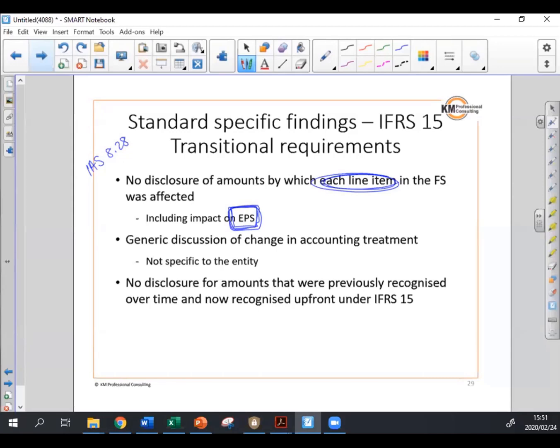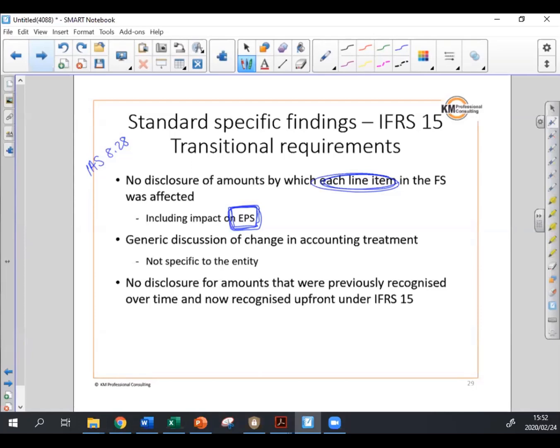So each line item and EPS. Be careful, don't give a generic discussion of the change in accounting treatment. That's just a waste of time for everybody. Also, in lieu of the new standard coming up, IFRS 16, be a little bit careful about talking too much about what happened under IFRS 15. Yes, give the background, but be concise and get on with what you're actually doing, because what we want to see is the impact, what's going to happen.